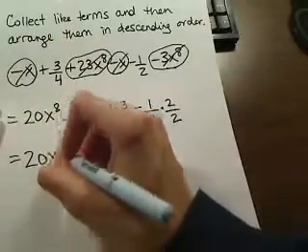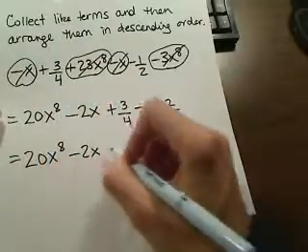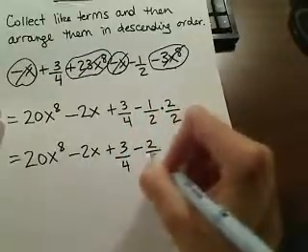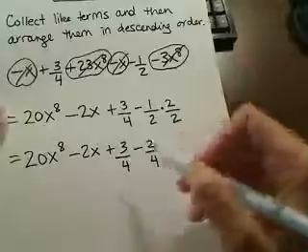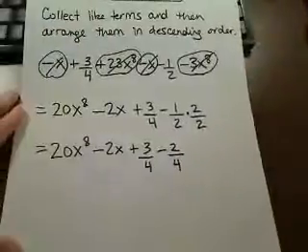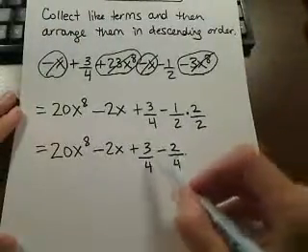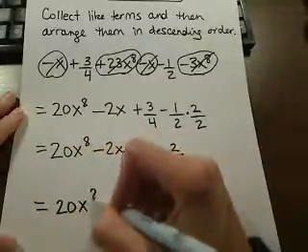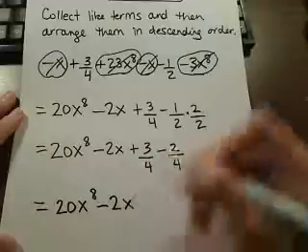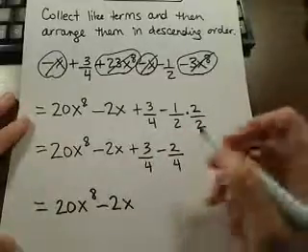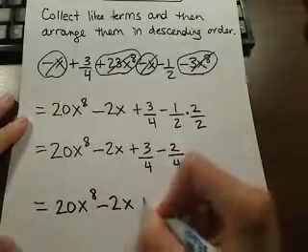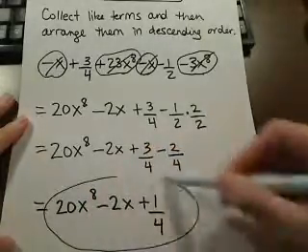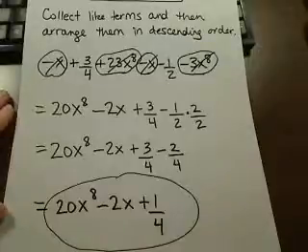So we have 20x to the 8th minus 2x, plus 3/4 minus, excuse me, 2/4. And so if we go ahead and add the numerators there, when I say add and there's a subtraction sign, I'm really just talking about adding a negative. It's the same idea. So 3 minus 2 here is positive 1/4, and that is written in descending order. So that would be it for that problem.